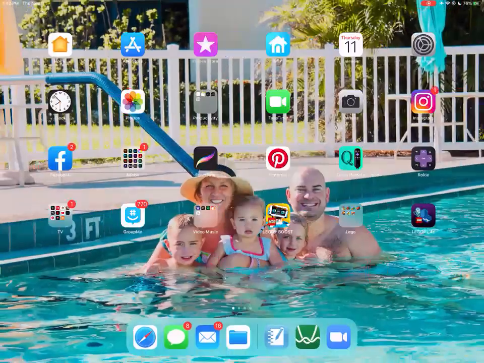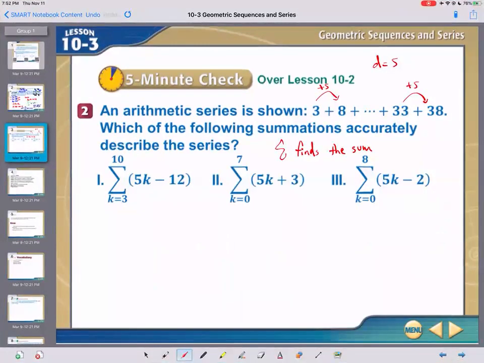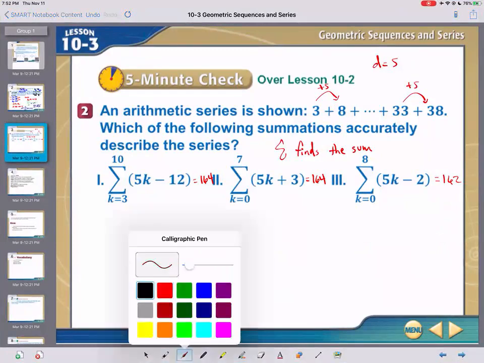It'll go, whoops, little picture of my family there. This sum right here is going to equal 162. And this one's 164. And this one's 164. So truthfully, if we find that one of them is true, we could eliminate the other going through there. So anyways, how does this work? Well, this is a process question. So here's the process for sigma.